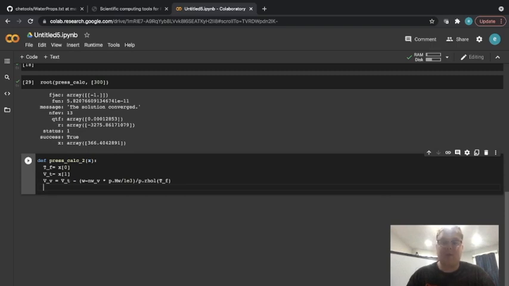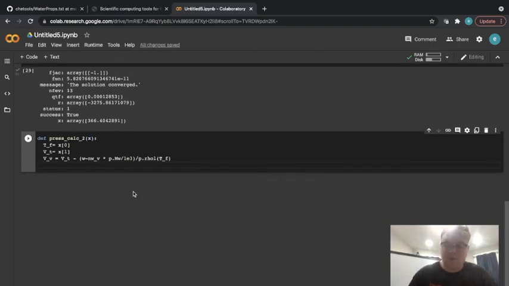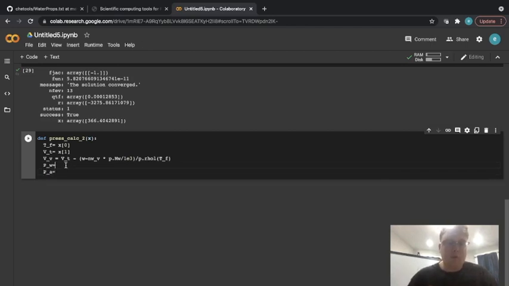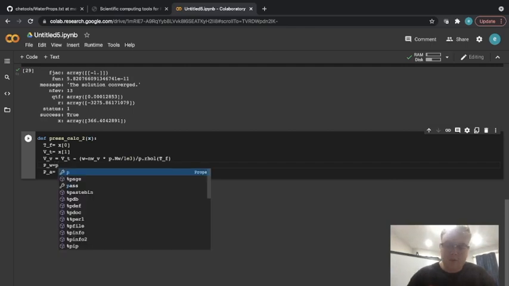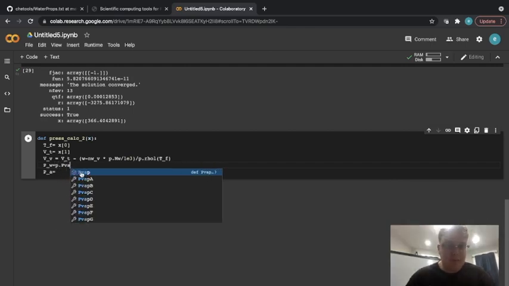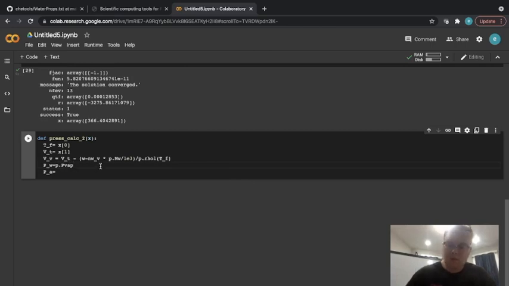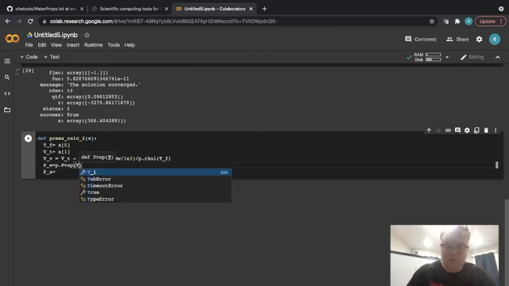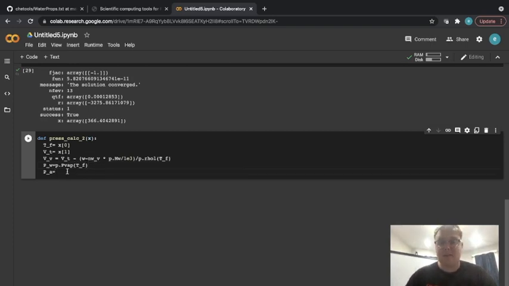There's going to be a partial pressure coming from the water and a partial pressure coming from the air in my system. So pressure of water and pressure of air. We'll do the water first. It's going to be partial pressure of vapor, P vap right there, at that temperature final. And then partial pressure of the air is a little bit different.